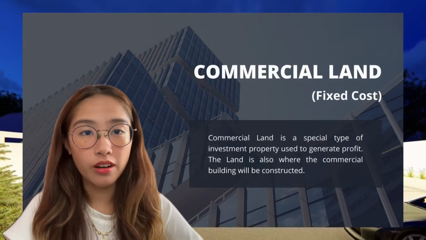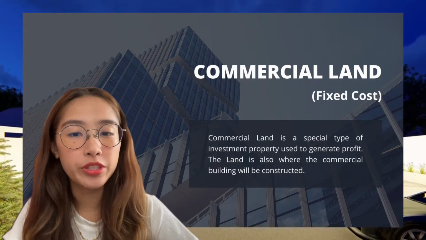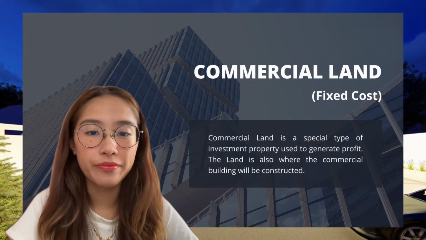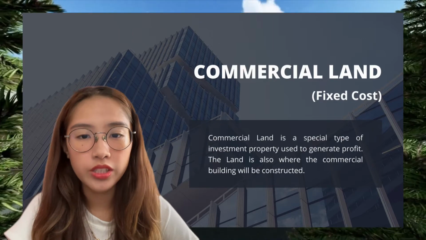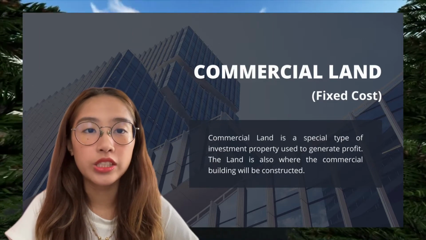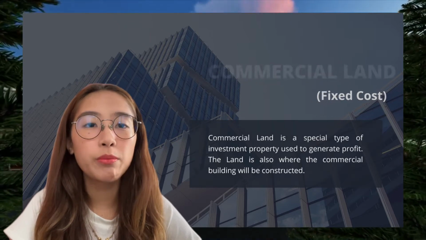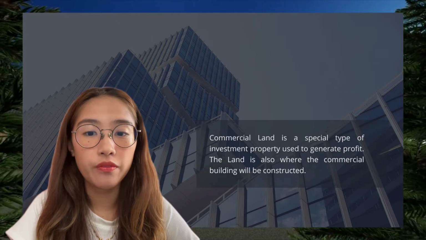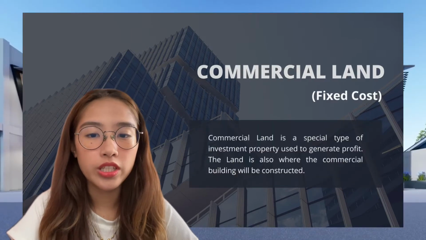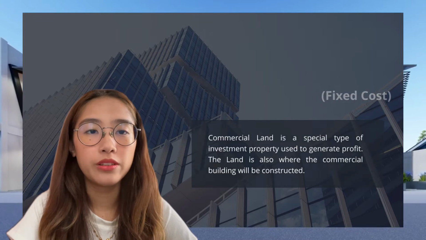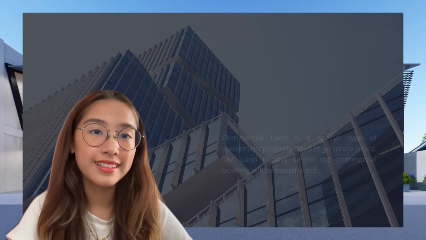So another product cost is a commercial land. A commercial land is a special type of investment property that is used to generate profit. So the land is where the commercial building will be constructed. The land is a fixed cost because it is strictly a fixed factor of production or service. No human authority can alter the quantity of the land in existence, and it will always stay the same. Also, it is a product cost since the land will be utilized to deliver services to its potential clients.